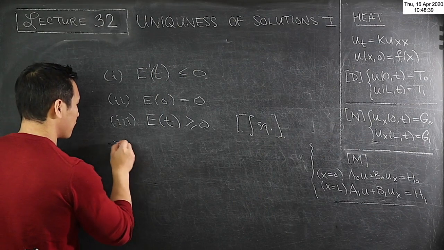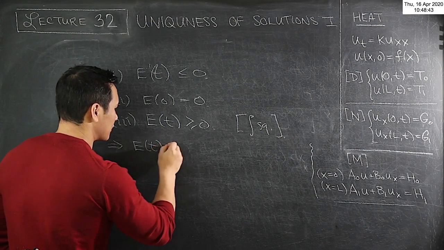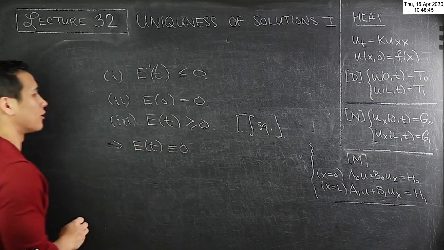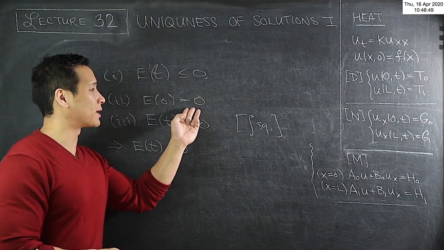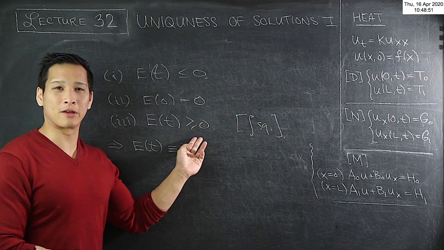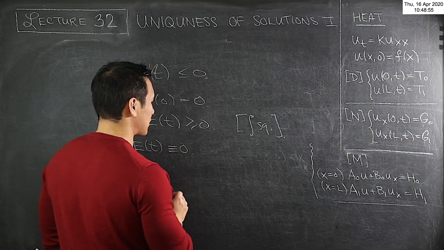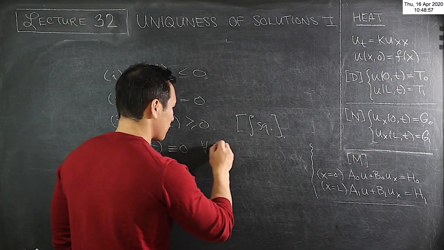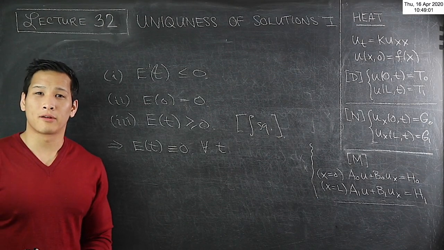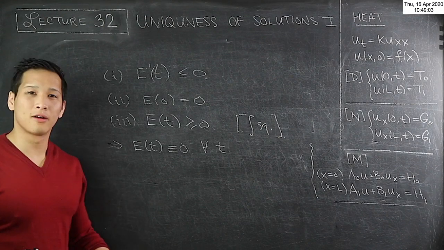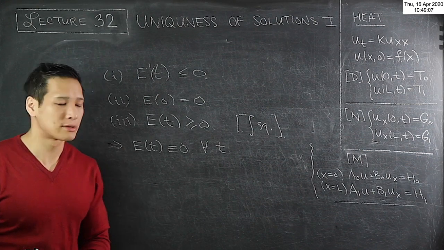So from here, you conclude that E of t is identically 0. The only function that is decreasing or remaining constant, but beginning from 0, and is always greater than or equal to 0, has to be 0 itself. So E of t is identically 0 for all t. Okay? And you're almost done. All you have to do now is make a final conclusion on what w is, right?